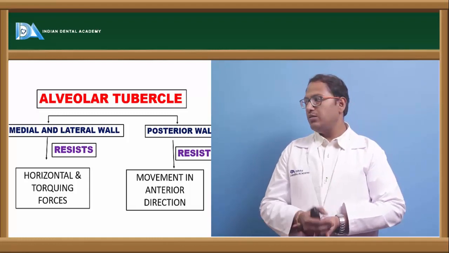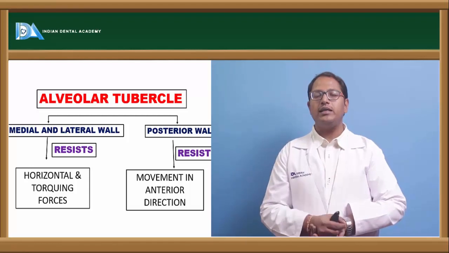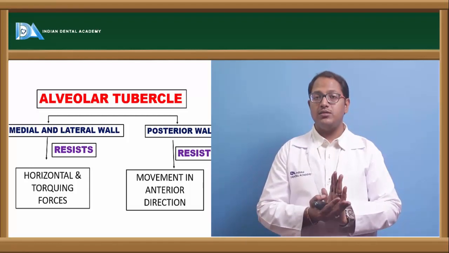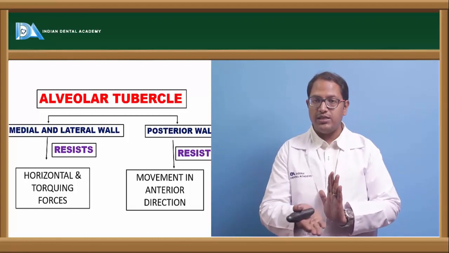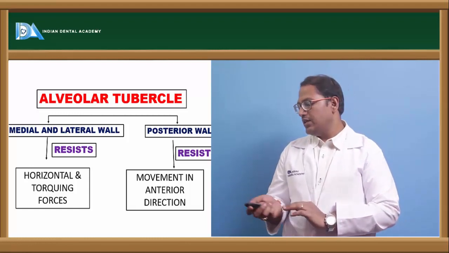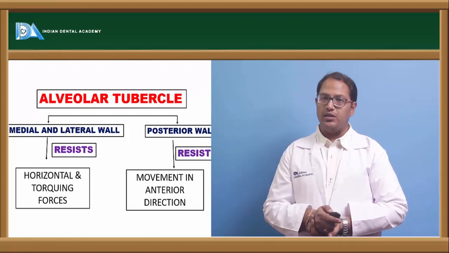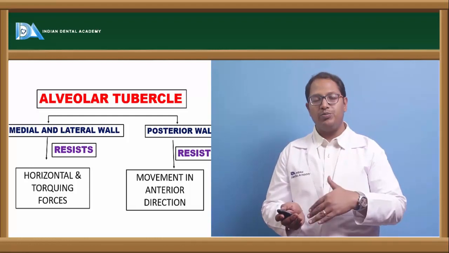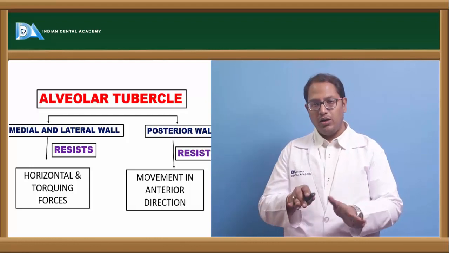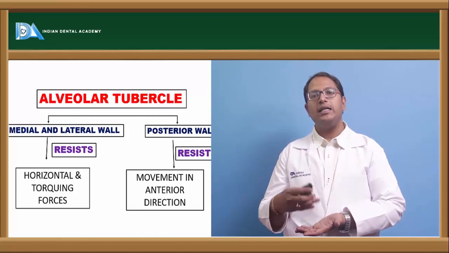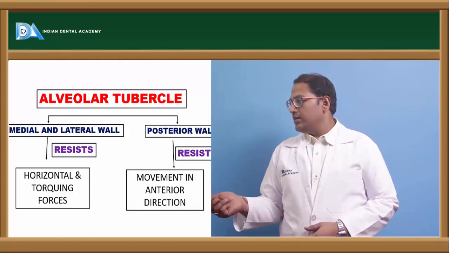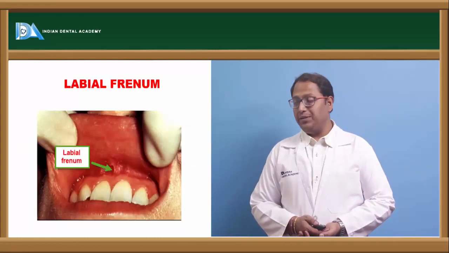It will resist the movement of the denture in the anterior direction. So this is the function of the alveolar tubercle. The two different walls have two different functions. The medial and lateral walls prevent the torquing movement, the horizontal instability, and the posterior wall will not allow the denture to move forward.